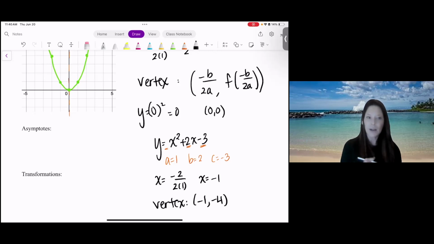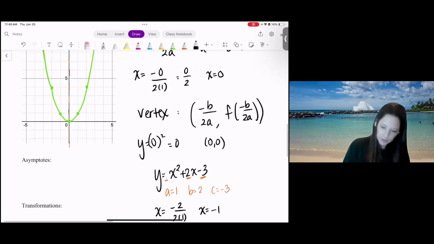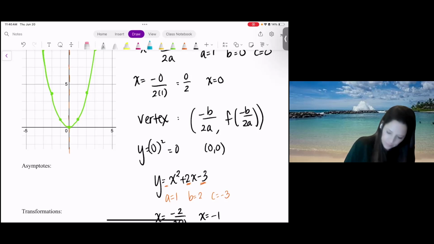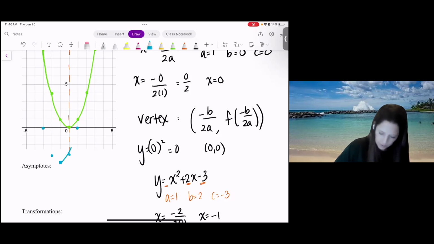If I wanted to graph this function, I would go to (-1, -4), and then since a is 1, I could go over 1, up 1, over 2, up 4. I'm a little bit off the graph here, but it would start here, go over 1, up 1. I could go over 2, up 4, and I could make my parabola.